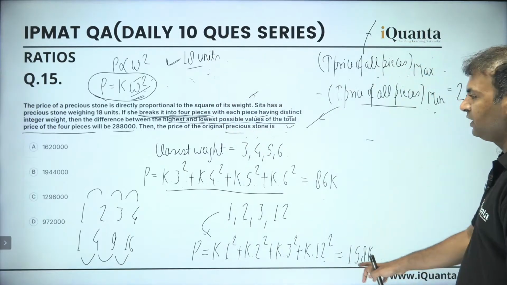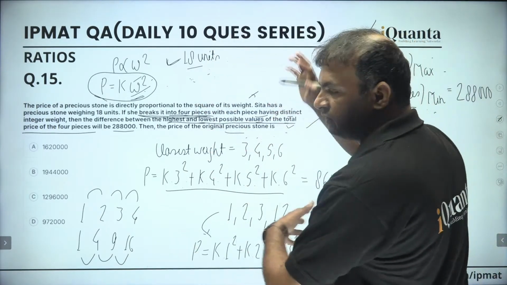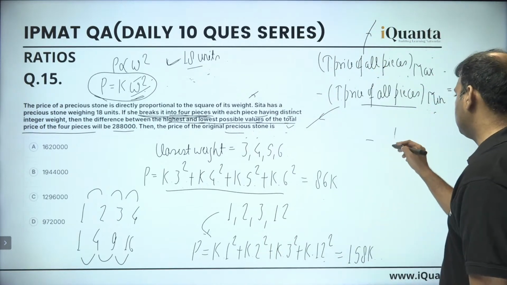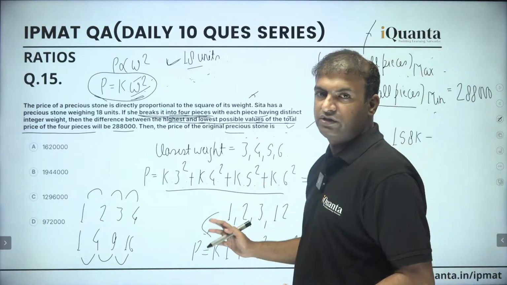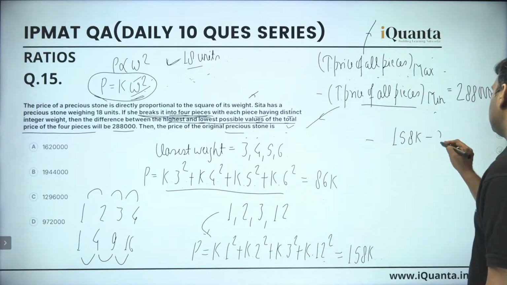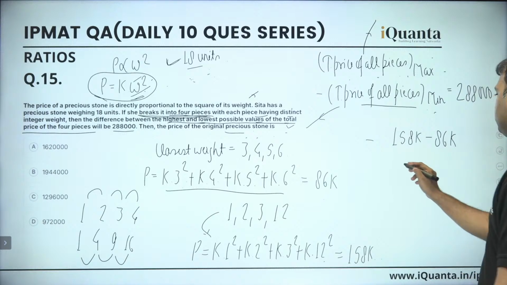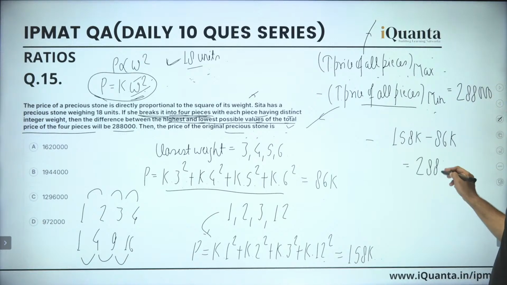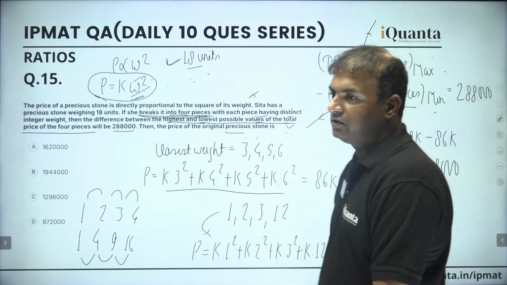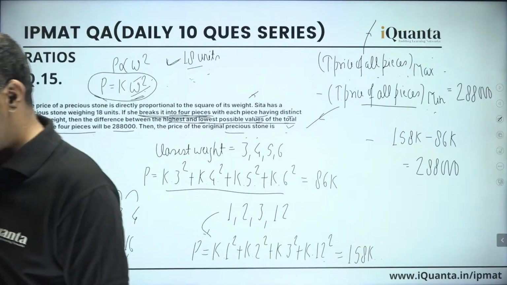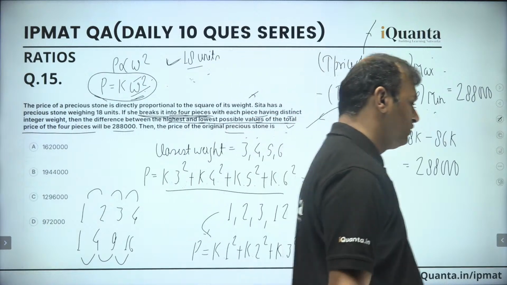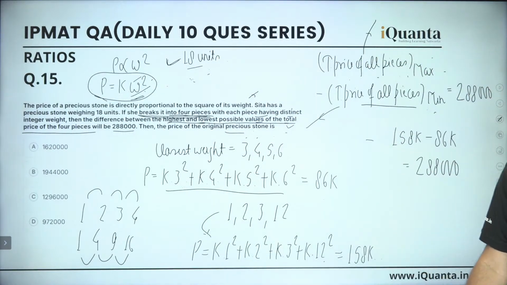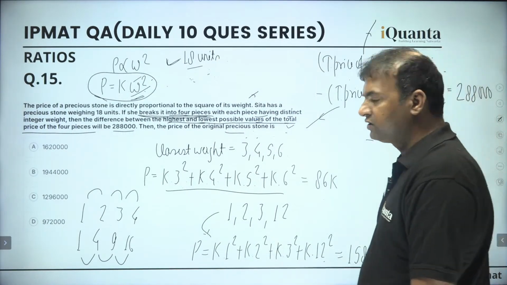The maximum price according to the observation we did is 158k, and the minimum price by the help of the observation we did is 86k. All right, and that difference is given to us as 288,000. I hope this is clear to you. This is slightly challenging. So guys, if you are facing any problem, write in the chat. I'm reading your chats in between solving the question as well, right?